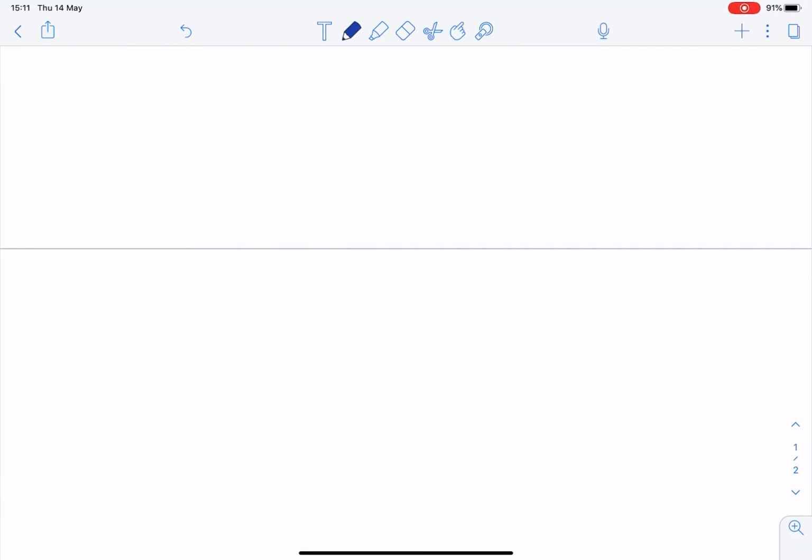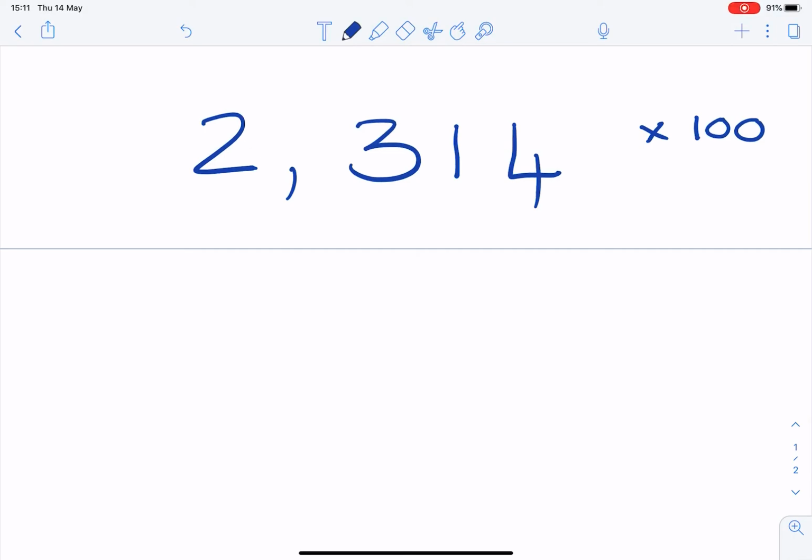Let's look at another one. 2,314. And we're going to multiply it by 100. 2 spaces. So this whole number here is going to move 2 spaces to the left. So if your comma moves 2 spaces to your right, your number has moved 2 spaces to the left.